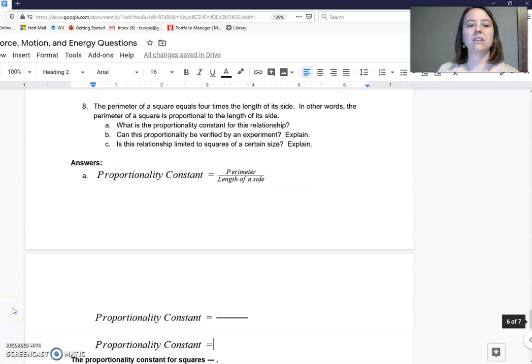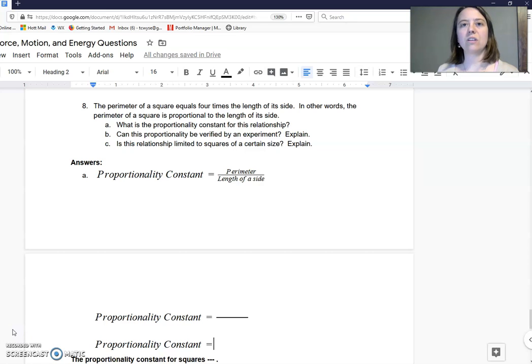Then we go back and do B. Could this proportionality be verified by an experiment? Explain. Well, could you get a bunch of squares and measure the lengths of their sides and their perimeters and then divide them and see if you got the same proportionality constant? They're asking, could you do the experiment? Explain. And then C, is this relationship limited to squares of a certain size? Now, do small squares have a certain proportionality constant and big squares have another? Let's take a look at some examples.